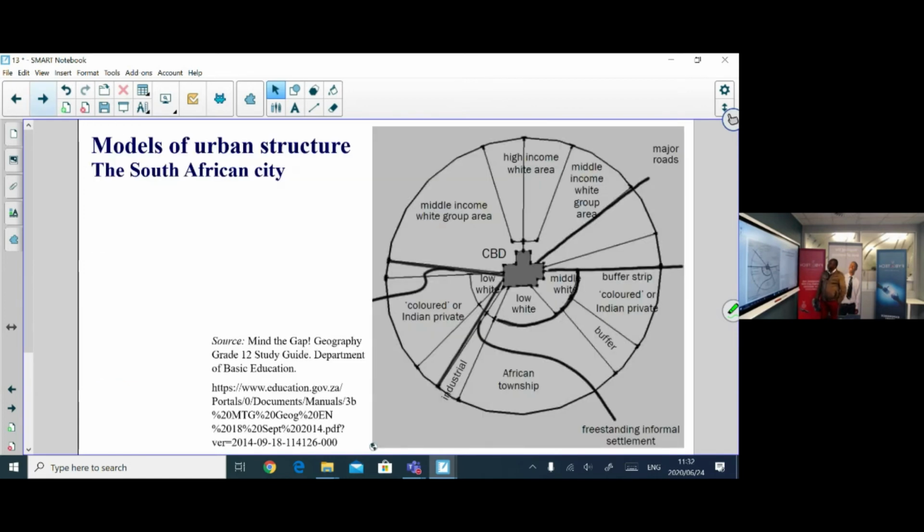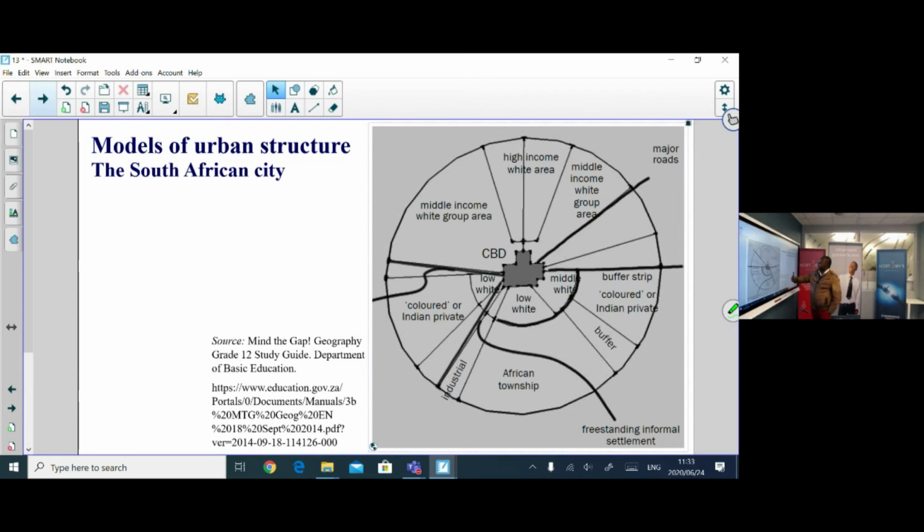Right, the model of urban structure based on the South African city. So this is the South African city, as you can see it here. It has a center, which is the CBD. And then next to the CBD, we have the middle white class, the low white class. Then just outside, we have a section that is for colored or Indian. Then we have industries in between.